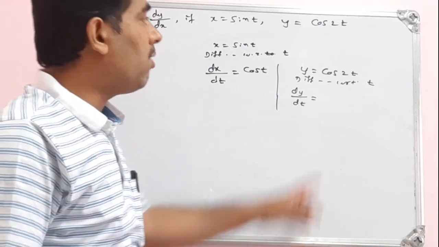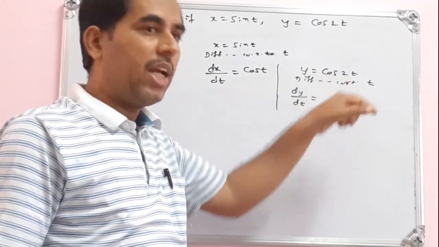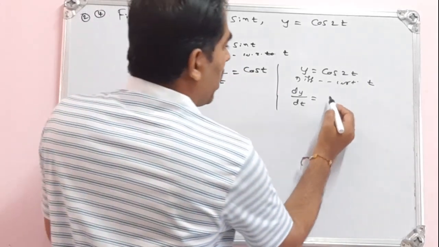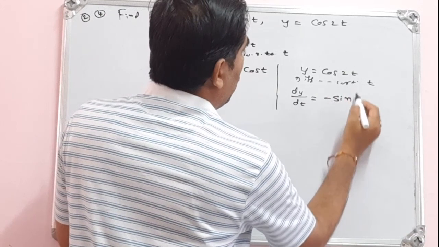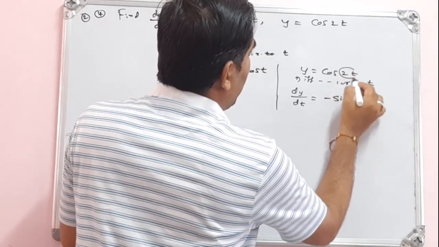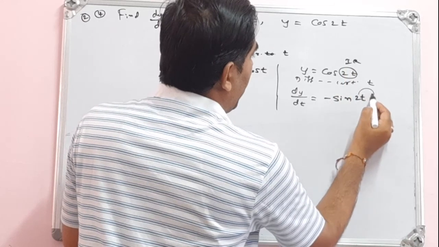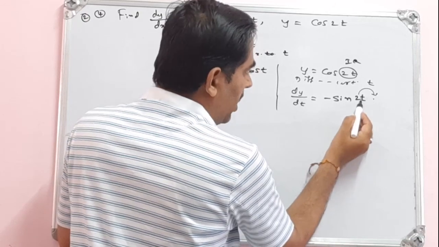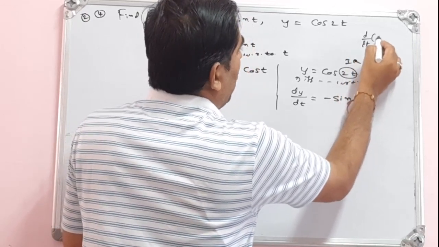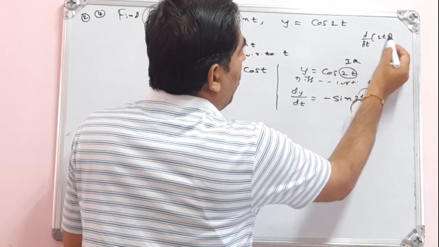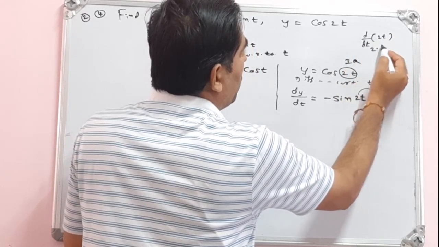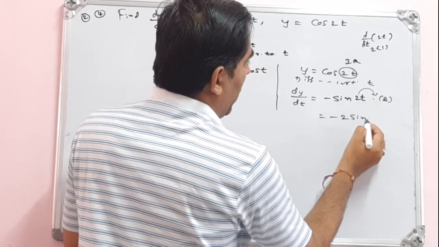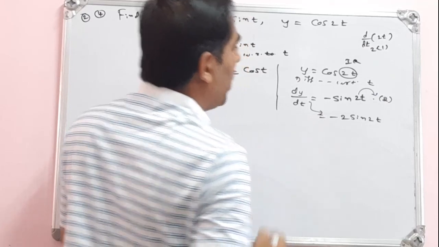What is the derivative of cos 2t? The derivative of cos x is minus sin x. So I can write minus sin 2t, this is the inner quantity, chain rule. So the derivative of cos is minus sin 2t into the derivative of 2t. The derivative of 2t means this 2 can be taken outside, derivative of t with respect to t is 1, 2 into 1 is 2. So that will be minus 2 sin 2t. Directly you can write minus 2 sin 2t.